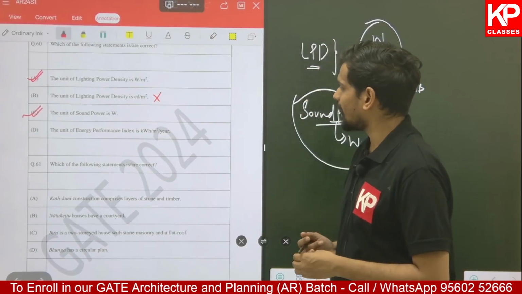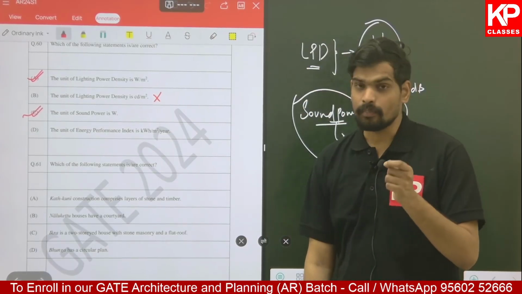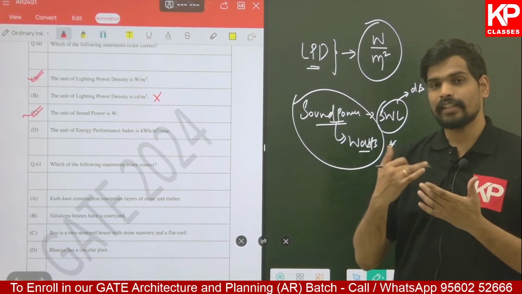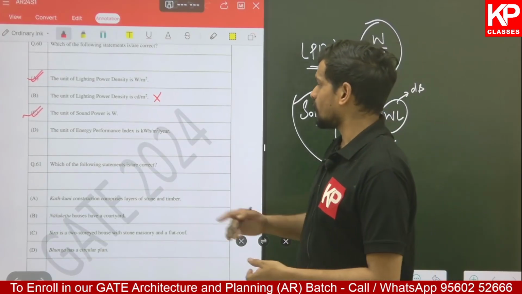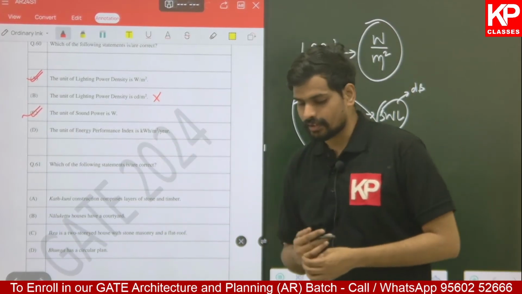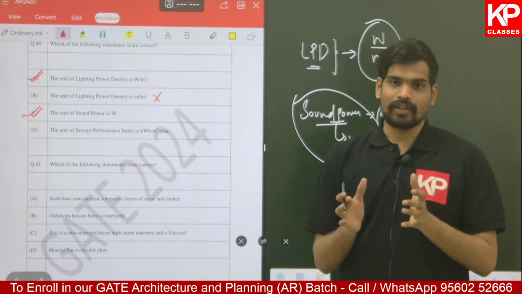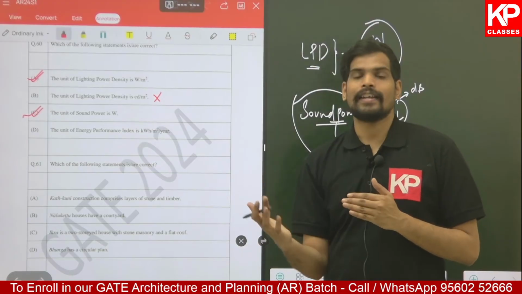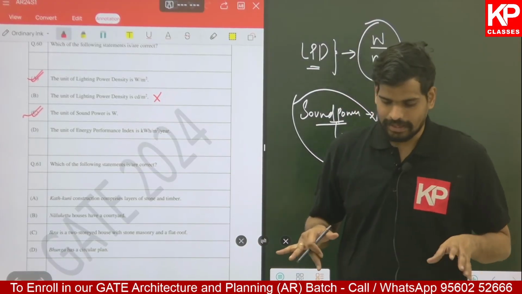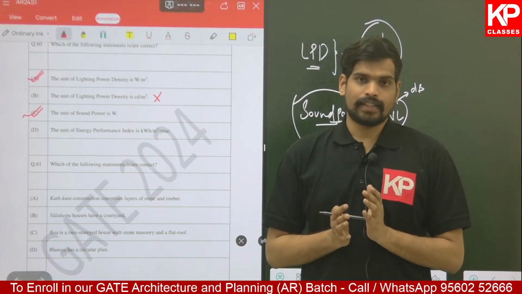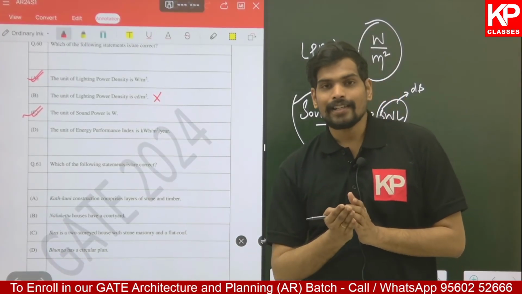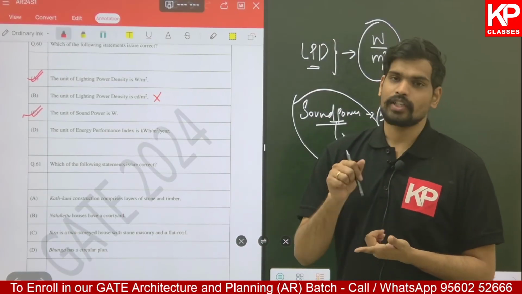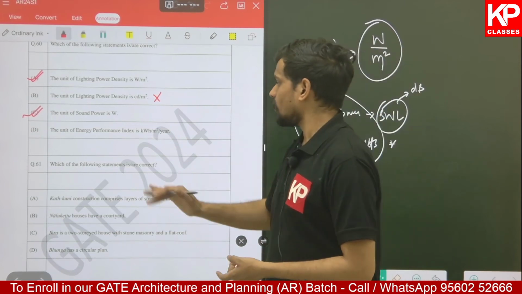The next point, last point, energy performance index. Energy performance index is an important metric in the energy conservation building code for assessing the energy efficiency of building systems. So energy performance index is calculated as the yearly energy consumption per unit area. So if I have a building, throughout the year, how many units of electricity is it consuming, expressed per unit built up area for 1 square meter, including the lighting fixtures, the cooling load and everything together. That's called energy performance index.